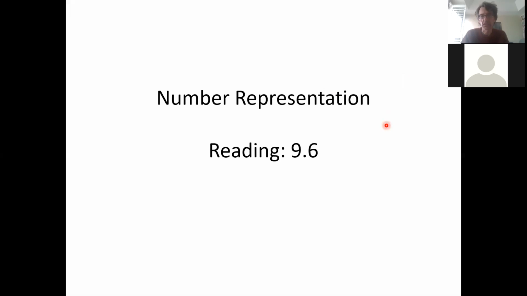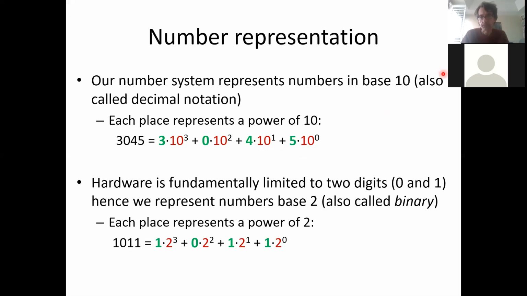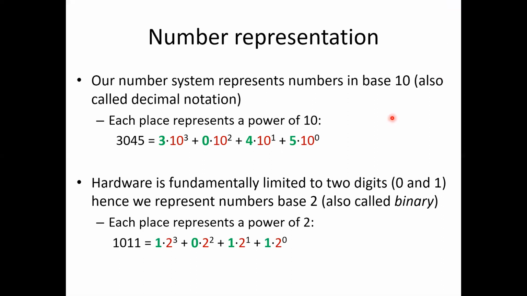Number representation. We're all used to the decimal system, right? We represent numbers with decimal digits, and we all know how to read this. An alternative is binary, which you might also be familiar with. In the base representation, here the base is 10, you have powers of 10, and that's how you interpret these digits.